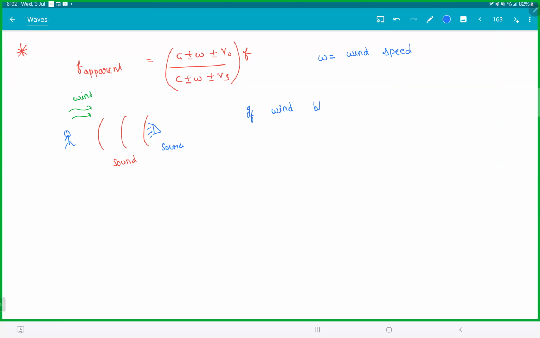Because C is the speed of sound with respect to the air, and if the wind itself is blowing, the speed of sound changes. If wind blows opposite to sound propagation, the formula becomes F apparent equals (C minus W plus or minus V naught), and for V naught, from the previous logic, over (C minus W plus or minus Vs) into F.